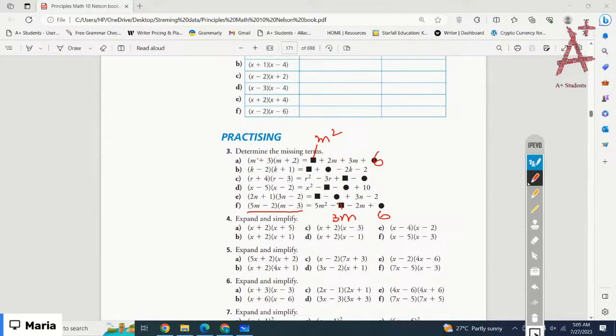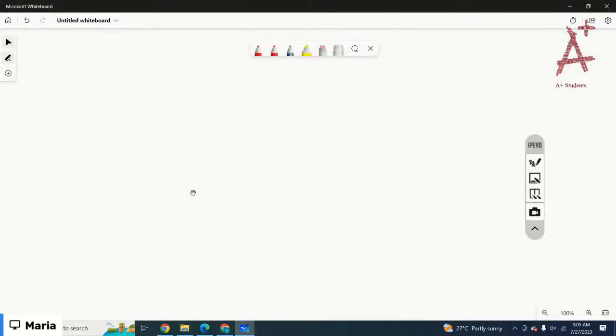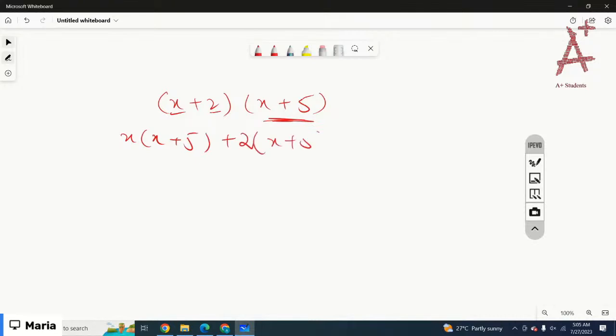Expand and simplify. X plus 2 times X plus 5. So you have to use the distributive property here. First you have to multiply the x with everything inside this bracket, x times x plus 5. Then you have to do the same thing here with 2, 2 times x plus 5. Got it? This is the distributive property you're going to apply here.